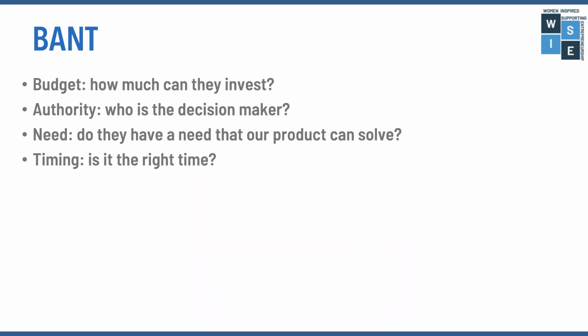We also want to check what the BANT acronym is. Budget, how much can they invest? Authority, who is the decision maker? Need, do they have a need that our product can solve? Timing, is it the right time? So a student who downloaded an ebook and also watched a webinar would sound a good fit, but he has no budget or authority.